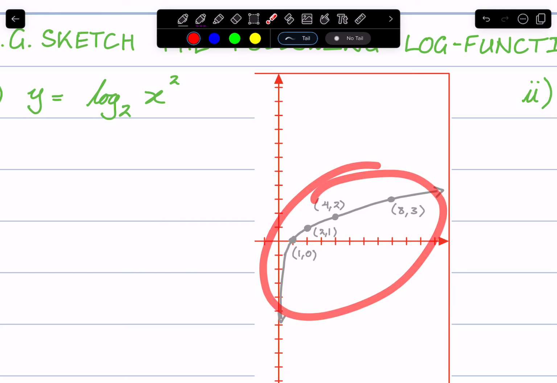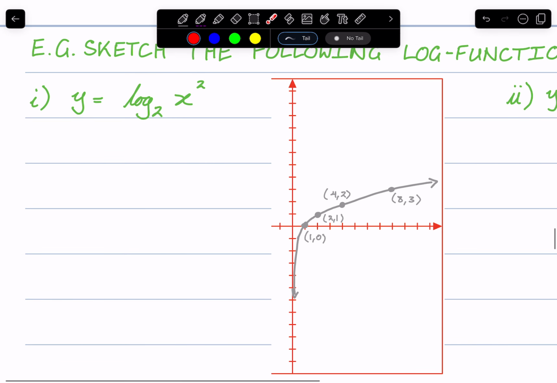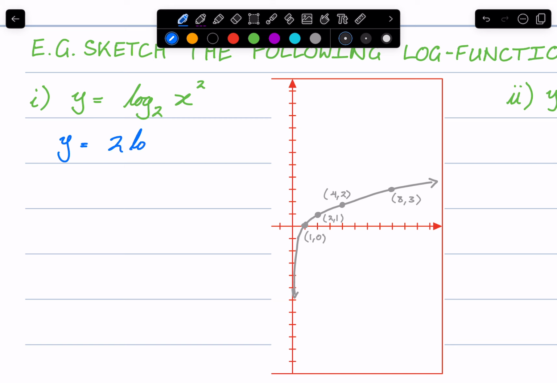So I've drawn here the parent graph of log base 2 of x. In order for us to understand what this square does, we must first understand log laws. Since this is x to the power of 2, we can simplify this expression as 2 log base 2 of x. So since we are multiplying the outputs of log base 2 of x by 2, let's take a look at what this would look like for each of these points here.